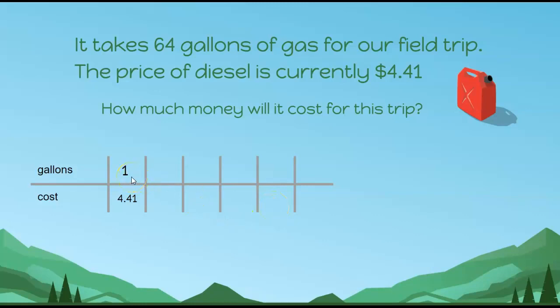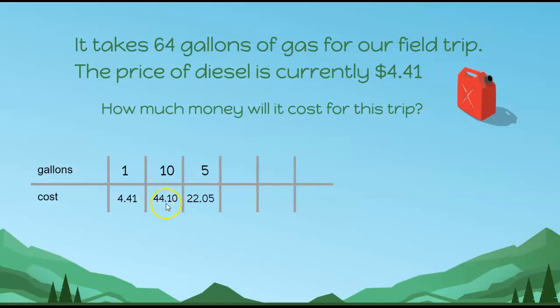So 1 gallon costs us $4.41. So 10 gallons is going to be $44.10, because remember, those numbers move up a place value, and so that decimal comes back here. And then what am I going to do? You know it. I'm cutting that in half.